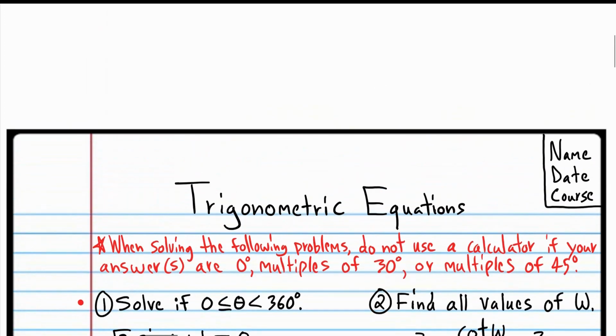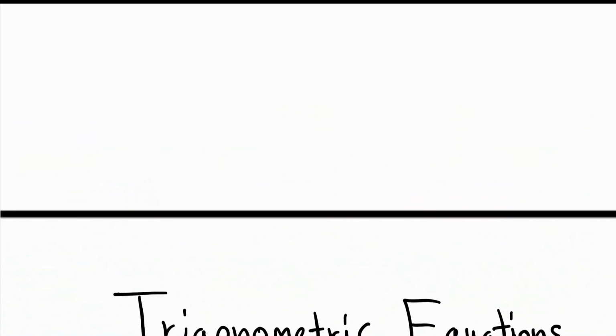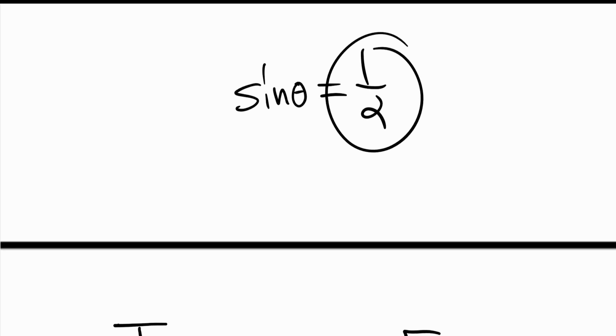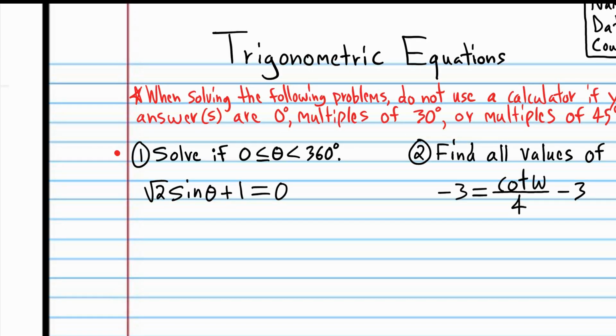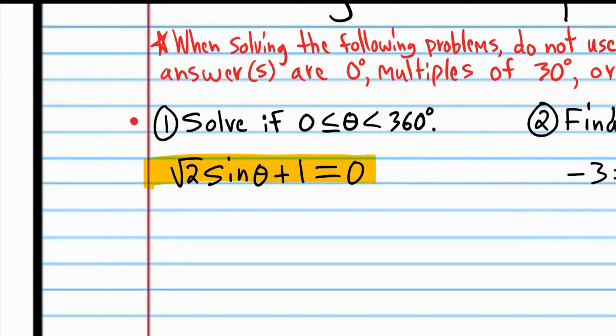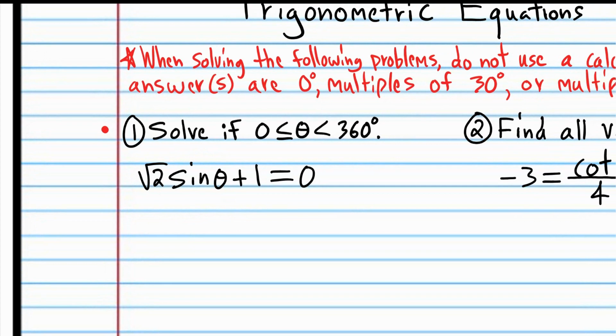In previous classes, we solved basic trigonometric equations like so. I gave you a ratio and asked you to find the corresponding angles. But today, like I said, we're going to learn more complicated trigonometric equations. So this is a trigonometric equation because we have a trig function, and we're going to start off with just basic equations here.